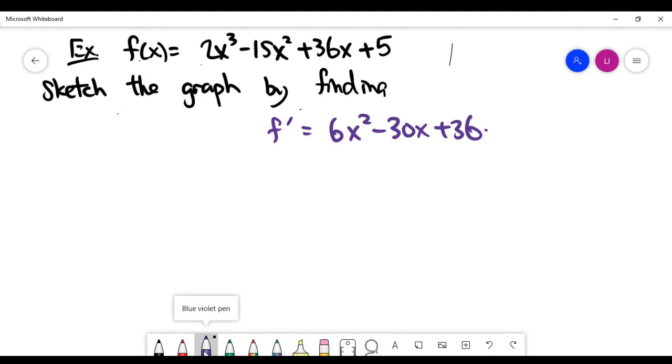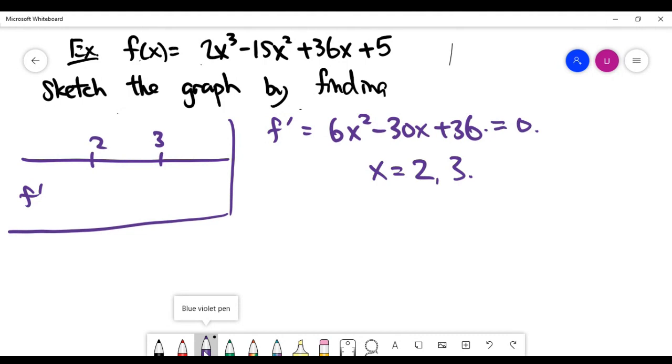For f prime, it is going to be 6x squared minus 30x plus 36. To find the critical numbers, you can set it to 0 and solve it yourself. Actually, there are two critical numbers, 2 and 3. So we can look at the sign table for f prime. Please do the evaluation yourself. You have to choose randomly 1 point for each interval. For example, for the first interval, I can choose 0 and evaluate f prime at that. For the middle interval, I can choose f prime of 2.5. For the last interval, I can choose f prime of 4.